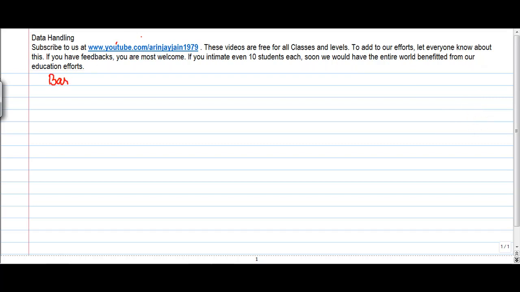Let us see. The idea behind bar graphs is to enlist two variables in a graphical form so that anyone who looks at that data can, by merely looking at it, understand certain implications out of it.